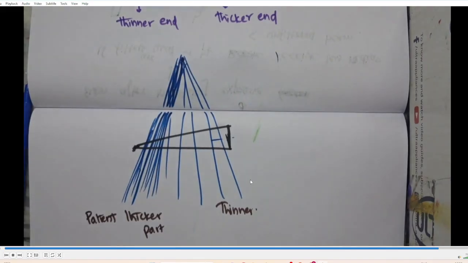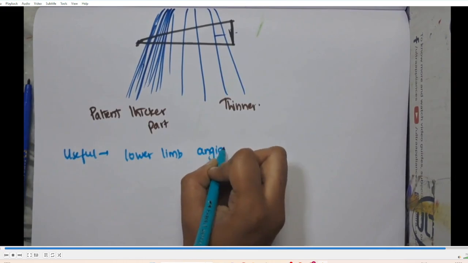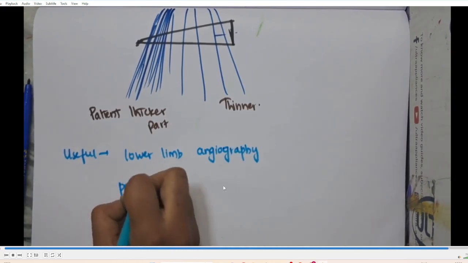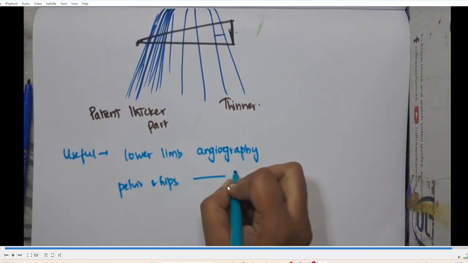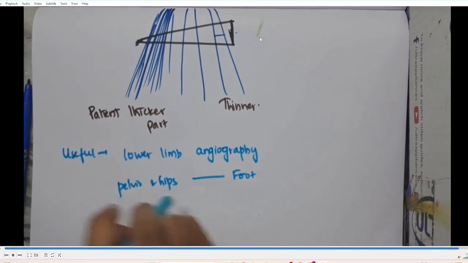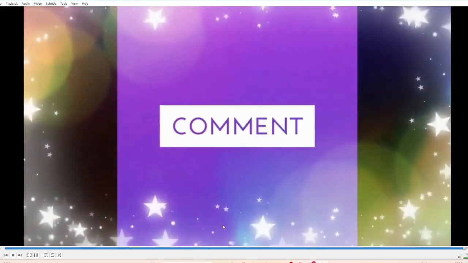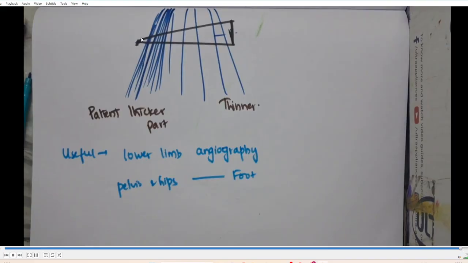Wedge filters are often used in lower limb angiography, when one images from the lower abdomen to the ankle with a single exposure. The pelvis or hip is placed towards the thinner part of the wedge, whereas the foot is placed over the thicker part of the wedge. So these are wedge filters.